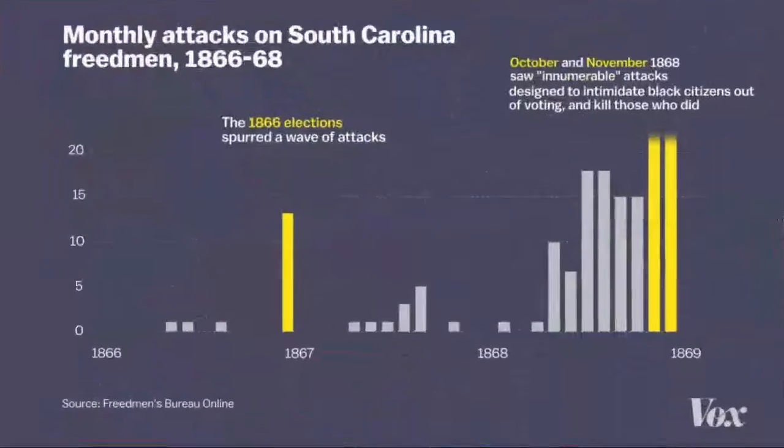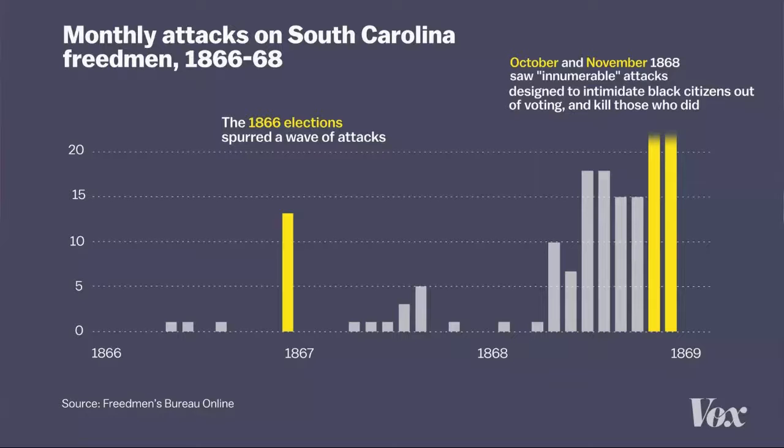All right, so if we zoom in, I want to look at some of the earlier years. Monthly attacks on South Carolina freedmen, 1866 to 1868. Between October and November, looking on the right side there, in 1868, there are innumerable attacks designed to intimidate black citizens out of voting and kill those who did.